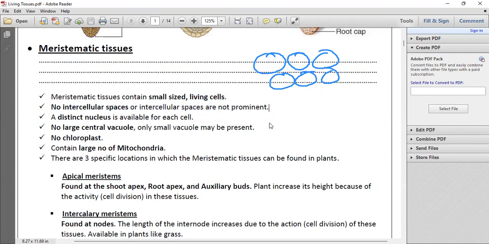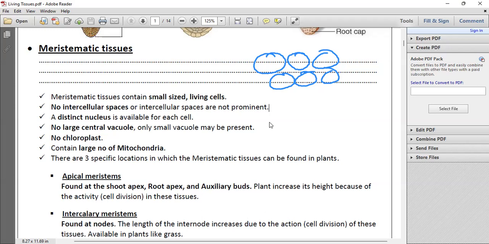Next one, a distinct nucleus is available in each cell. Whenever you observe the cell, you could see a perfect, clear nucleus. That means they have a nucleus. Because we'll be talking about plant cells which have no nucleus also. Basically, other than red blood cells, all the animal cells we spoke about had a nucleus. You can remember the red blood cells did not have a nucleus, to occupy more space to transport oxygen.